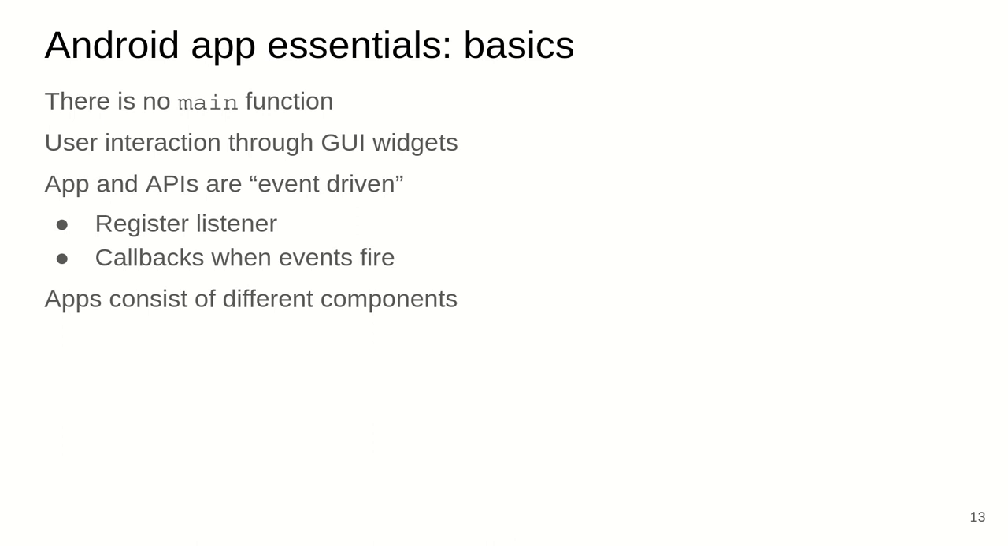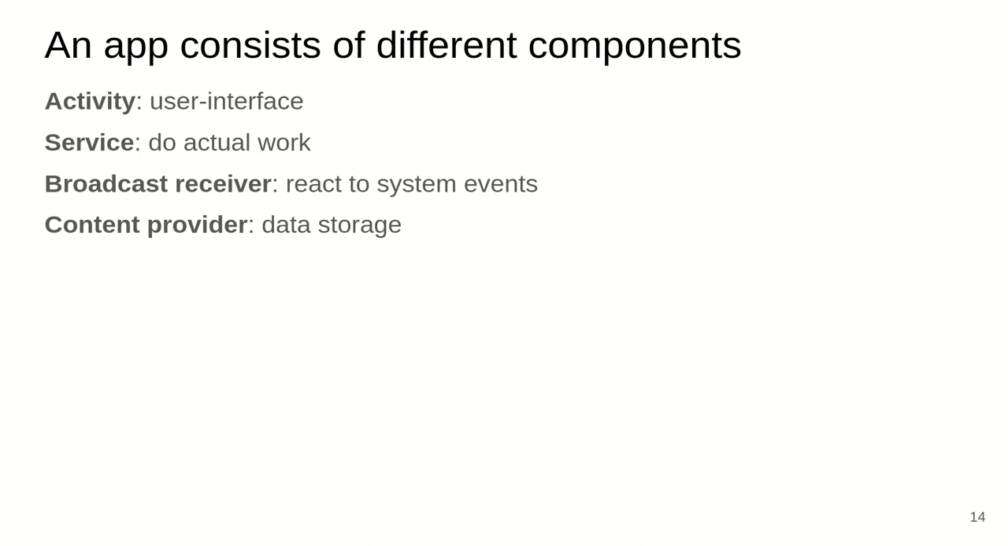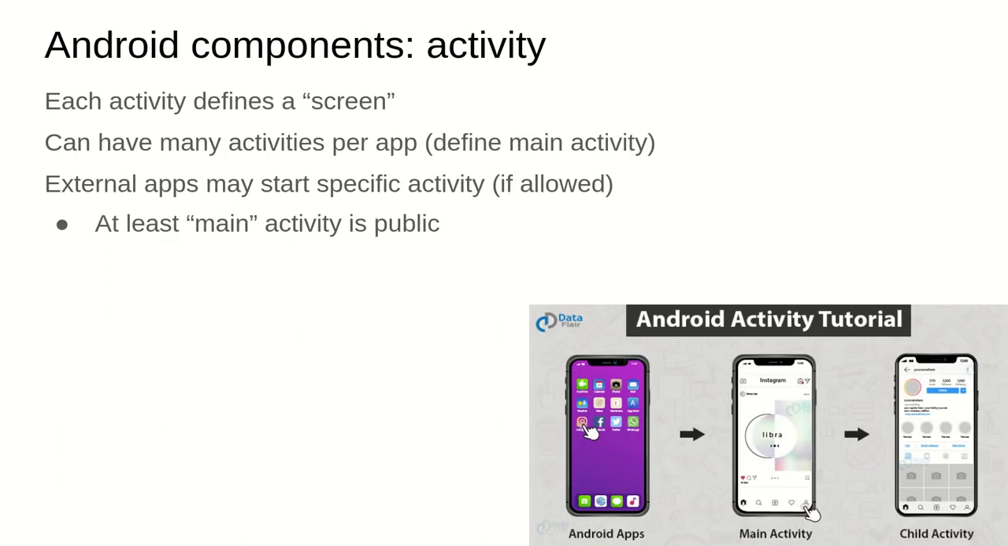The apps then consist of different components. Activities, which describe user interfaces, services, which do the actual work, broadcast receivers, which react to system events, and content providers, which provide data storage. Let's quickly discuss these individual items in a bit more detail.